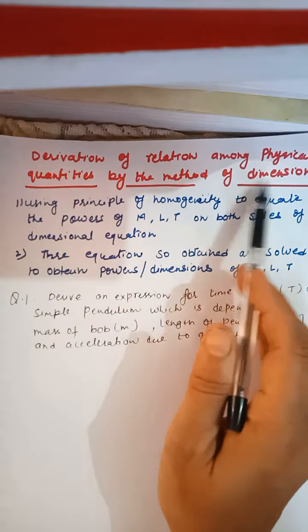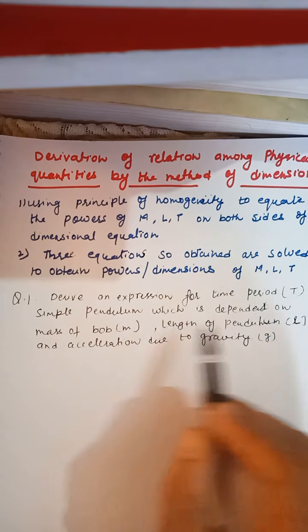How will you do this? For this I have taken one example. Suppose this question: derive an expression for the time period capital T of a simple pendulum, which is dependent on the mass of the bob, the length of the pendulum, and acceleration due to gravity. So first of all, first step, you will see which physical quantity is dependent on the other physical quantities, that is the time period. It depends on the other physical quantities m, l and g.